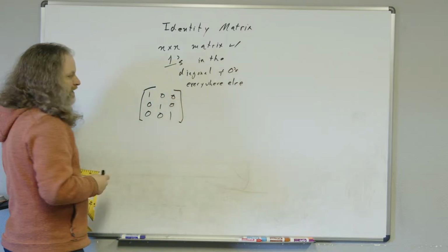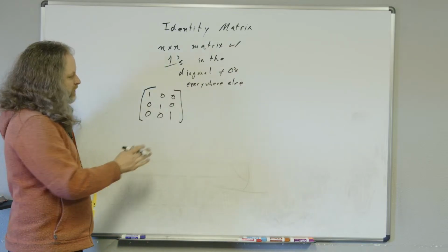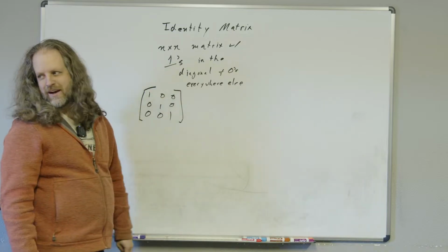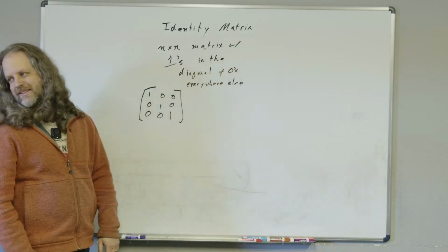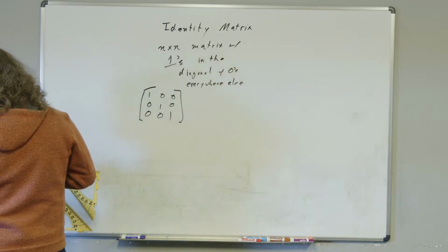So the 3 by 3 identity matrix would look like that. 2 by 2 would look like that. 4 by 4 would be the same thing but expanded. 100 by 100 would keep on going, right? That's what we mean when we say the identity matrix. Great.